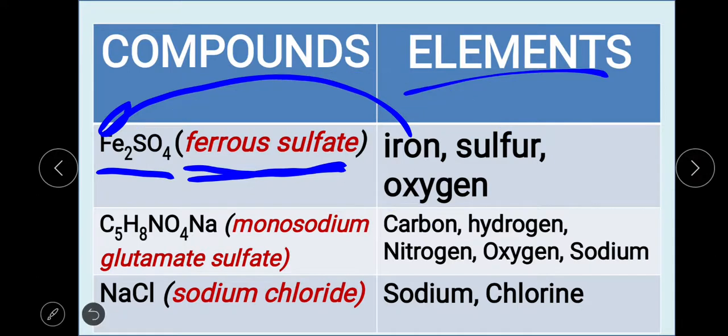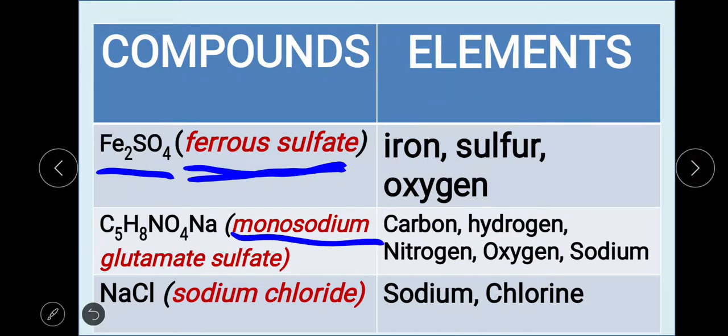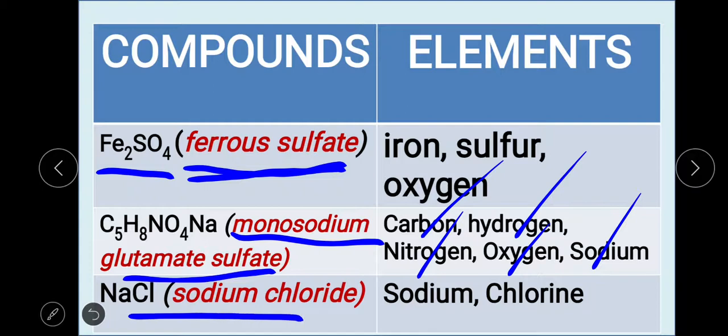The same with the second one, we have monosodium glutamate. There are lots of elements chemically combined together to become monosodium glutamate. These are carbon, hydrogen, nitrogen, oxygen, sodium. And so with the third one.